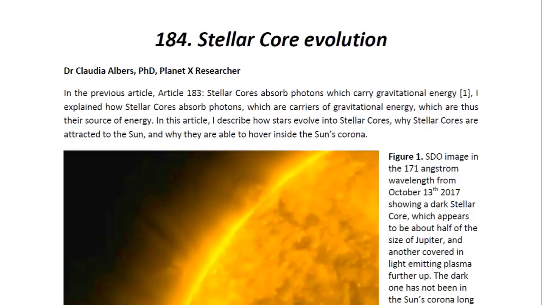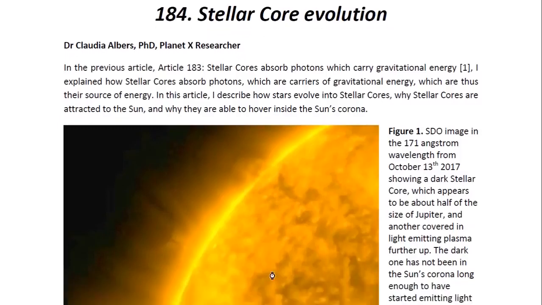Now in the previous article, article 183, entitled Stellar Cores Absorb Photons which carry gravitational energy, I explained how stellar cores absorb photons which are carriers of gravitational energy, which are thus their source of energy. In this article, I describe how stars evolve into stellar cores, why stellar cores are attracted to the Sun, and why they are able to hover inside the Sun's corona.